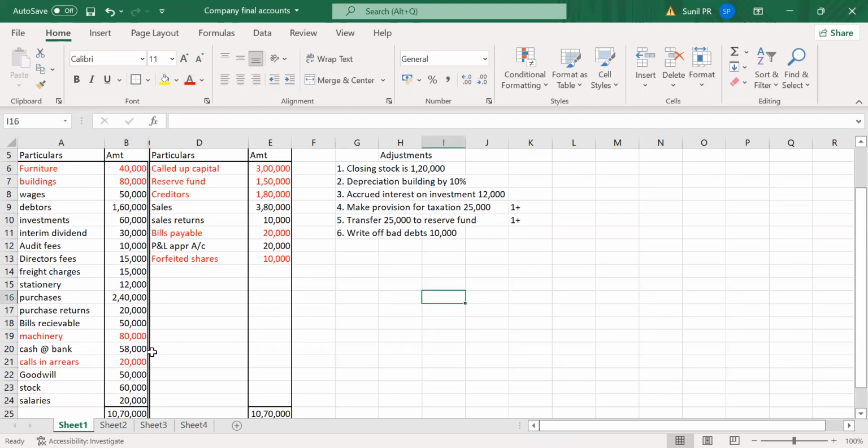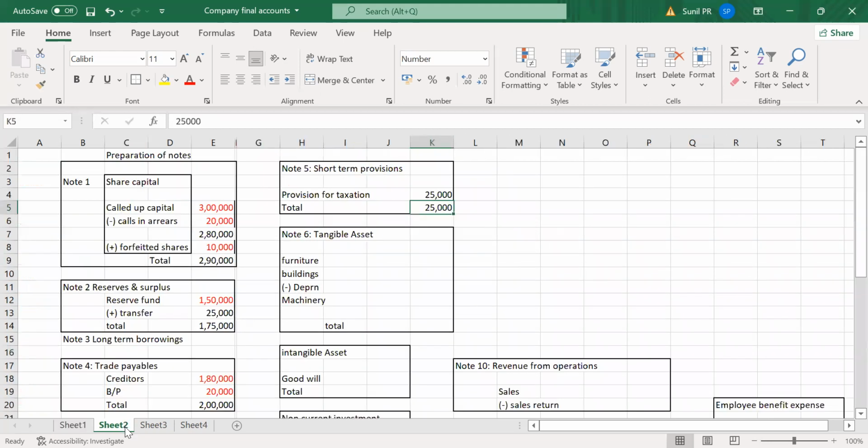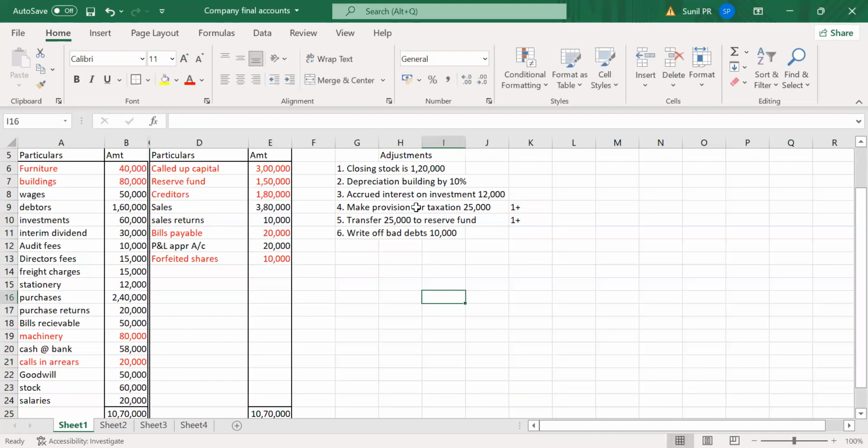Furniture 40, buildings 80, machinery 80. Yes, sir. Okay, first furniture. I'm writing it. Furniture is 40. Next, buildings is 80. Now, buildings we have an adjustment, depreciation, correct? Yes, sir. 10% depreciation. So I'm writing it here once.